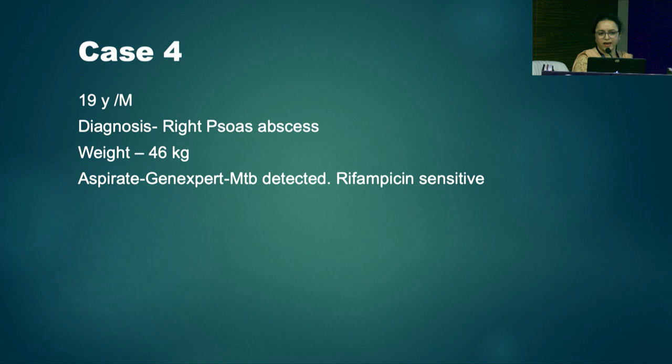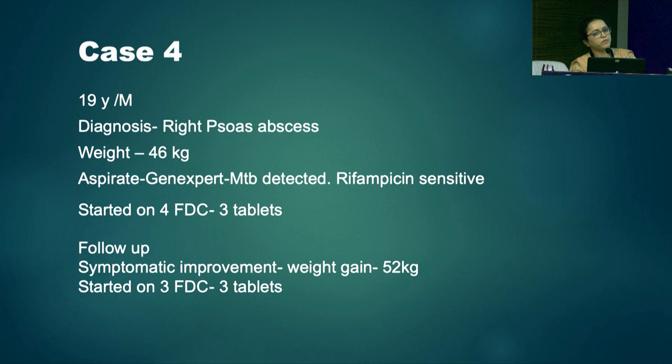The fourth case is of a 19-year-old male, psoas abscess, which is rifampicin-sensitive. The patient weighs 46 kilograms, is started on fixed-dose combination of 3 tablets, follows up after 2 months, doing extremely well, put on weight. From 46 kilograms, he's become 52 kilograms. The doctor feels he's fine, so he shifts him from the intensive phase of 4 drugs to 3 fixed-dose combination drugs. Okay, so 3 tablets have been started.